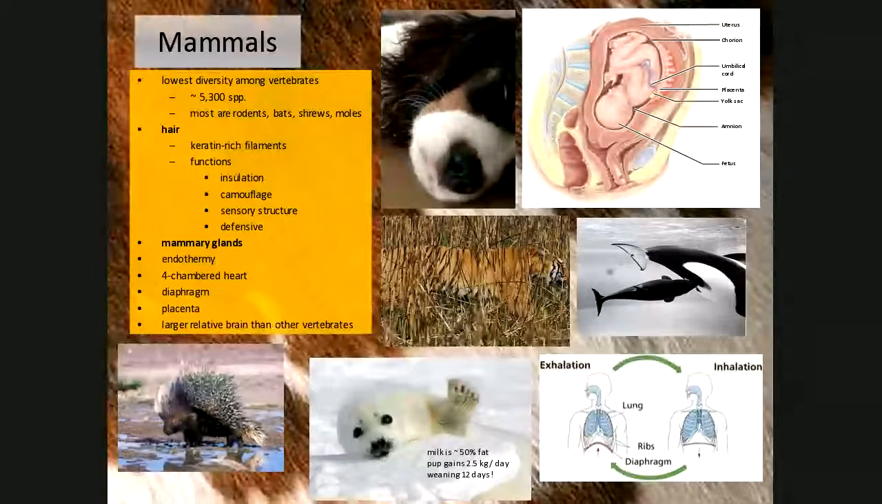Okay, so the big thing about mammals, of course, is hair. Nothing else has hair that isn't a mammal. By definition, if you're a mammal, you have hair.